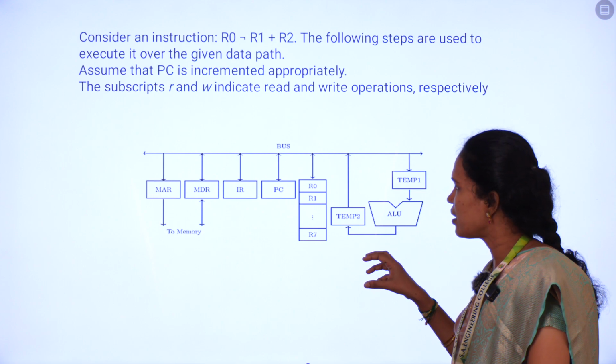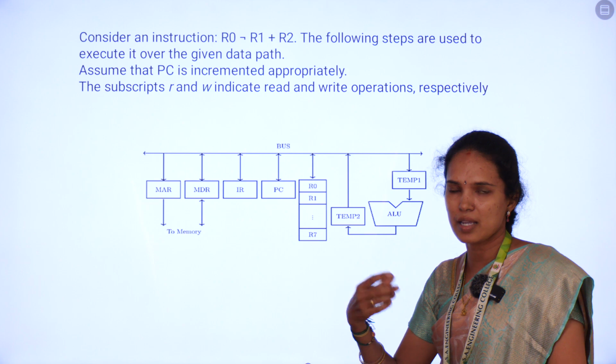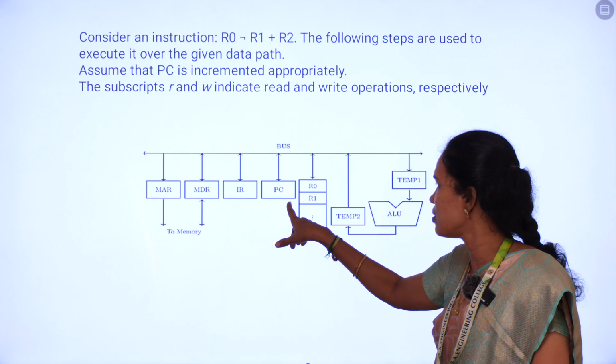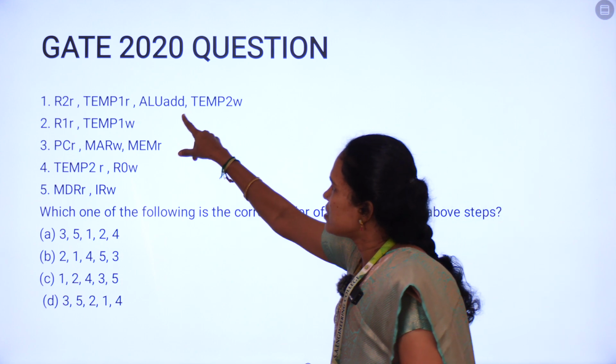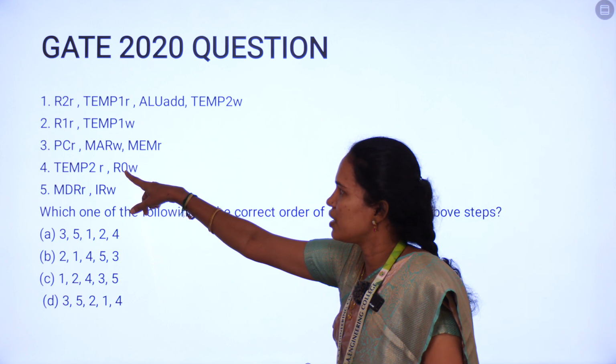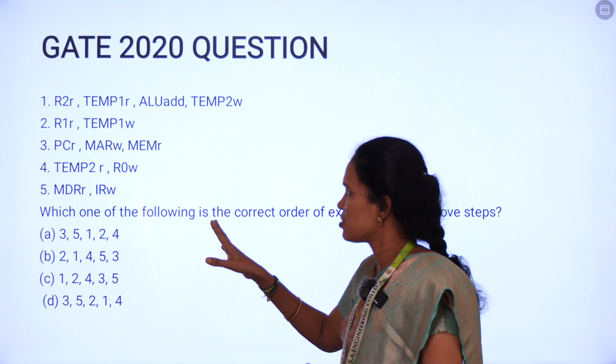So fetching means where you will do? With the help of PC only. What is the next instruction to be executed? That will be stored in, I told, PC. So in this, where is the PC given? In instruction 3, PC out. In PC, what instruction is stored?